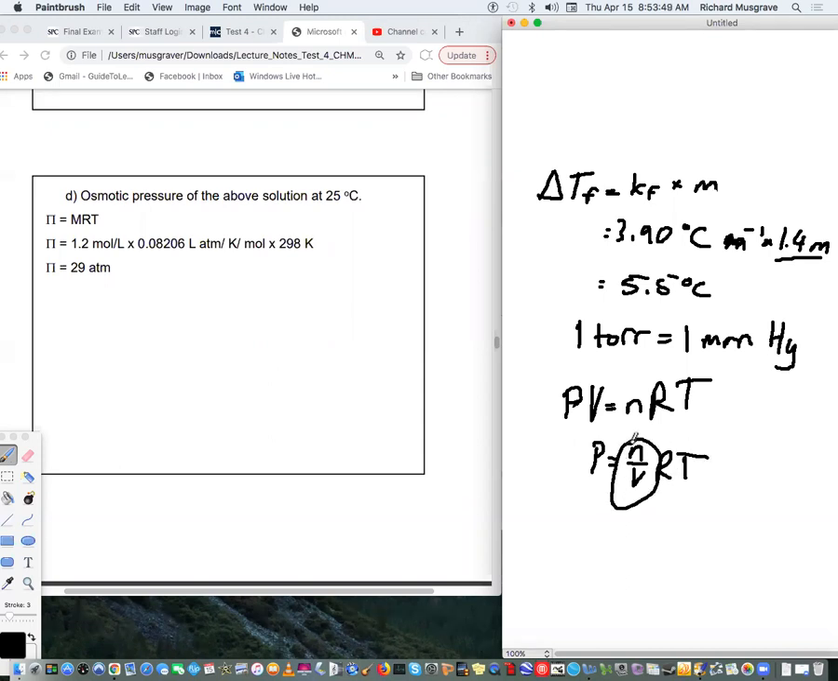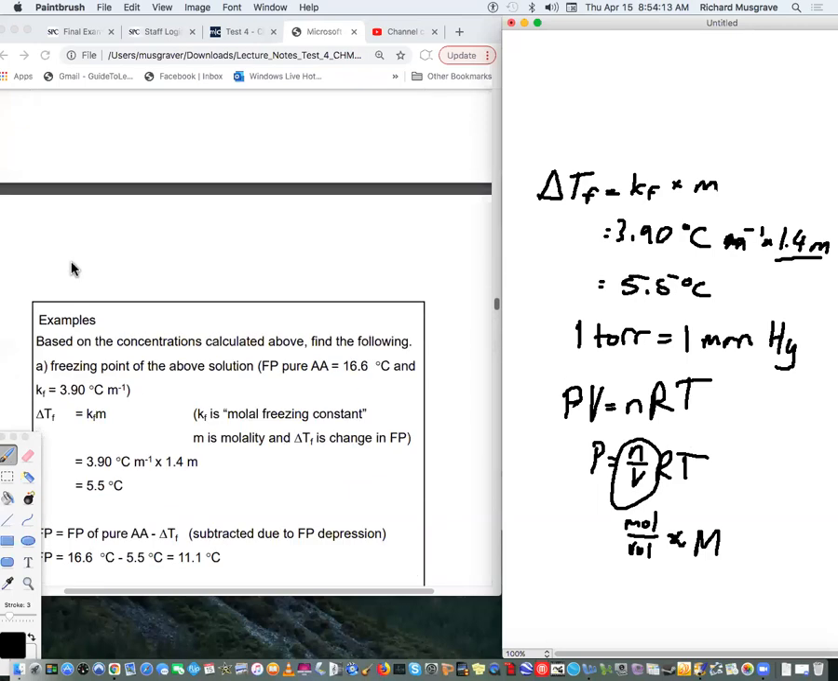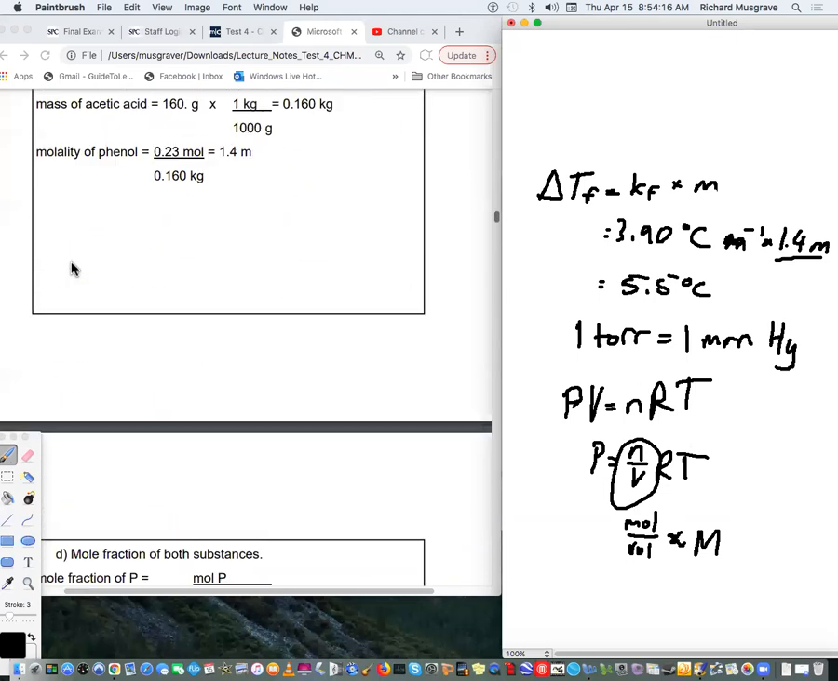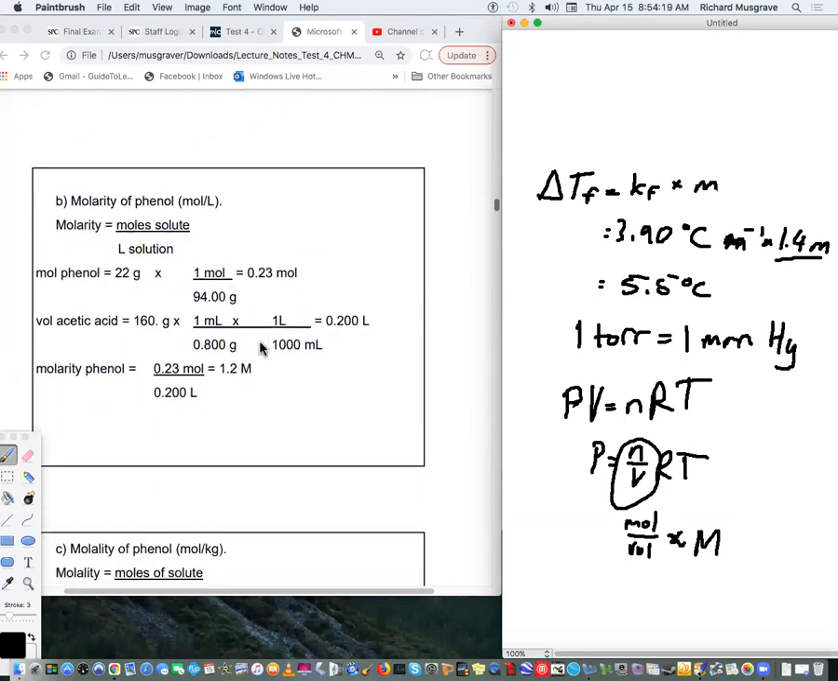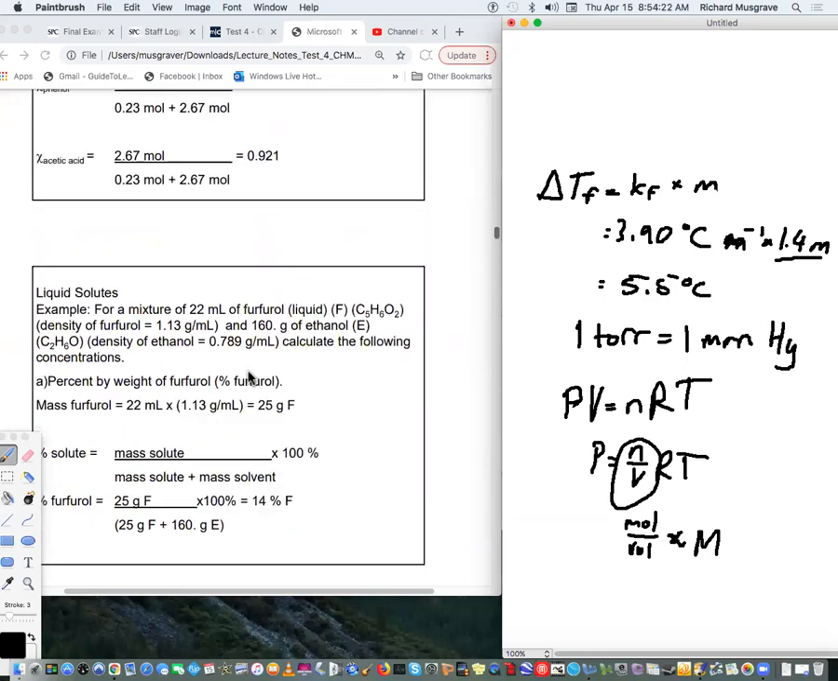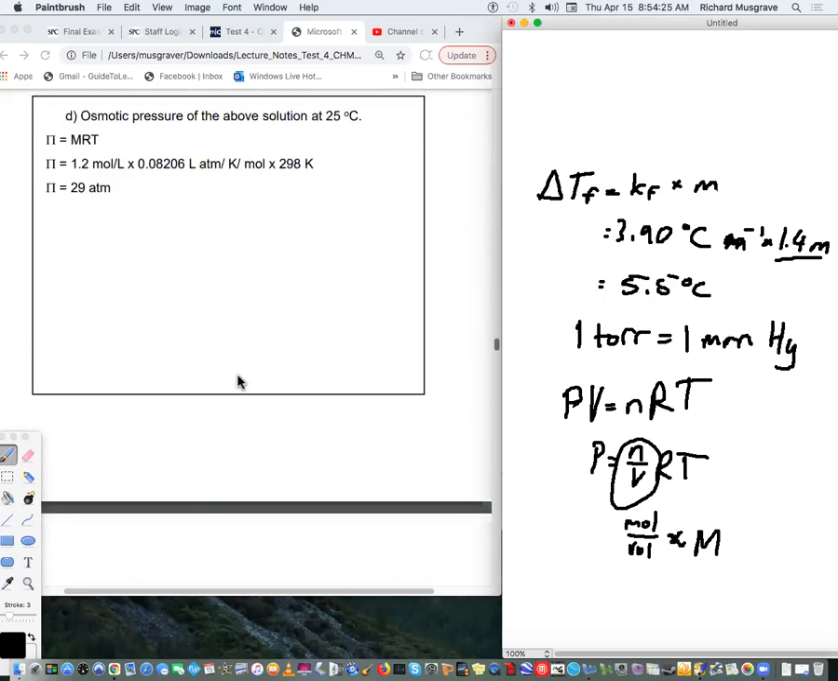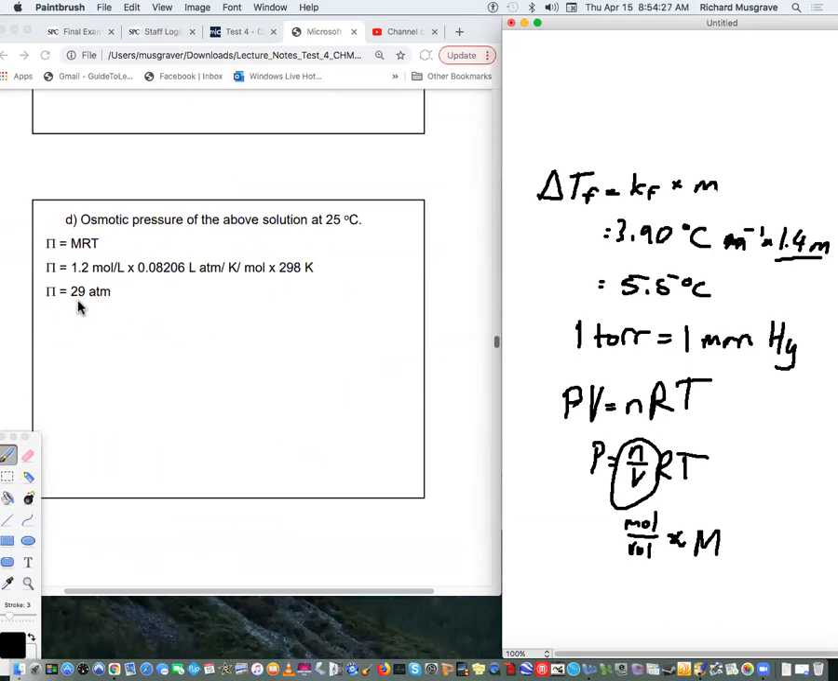Now, n over V is moles over volume, which is actually kind of equivalent to molarity. So even though this is a gas equation, this is a modified equation for osmotic pressure, which ends up being a similar kind of situation. Now, the 1.2 moles per liter for the molarity, I got that when I calculated it earlier. Back up here, molarity of phenol, 1.2 moles per liter, which gives our final pressure of 29 atmospheres.